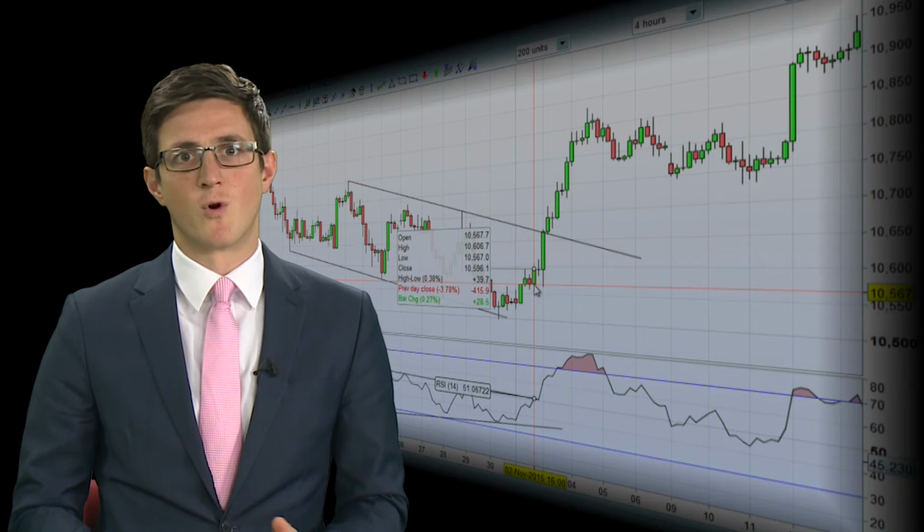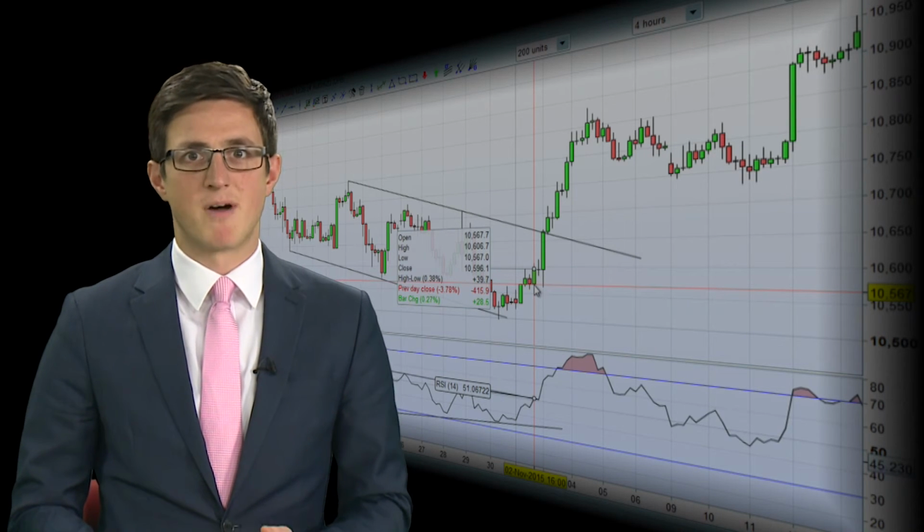This brings me on to the subject of reliability. You should avoid utilizing divergences as a sole form of analysis to place a trade. It's much more sensible to await confirmation in price first.